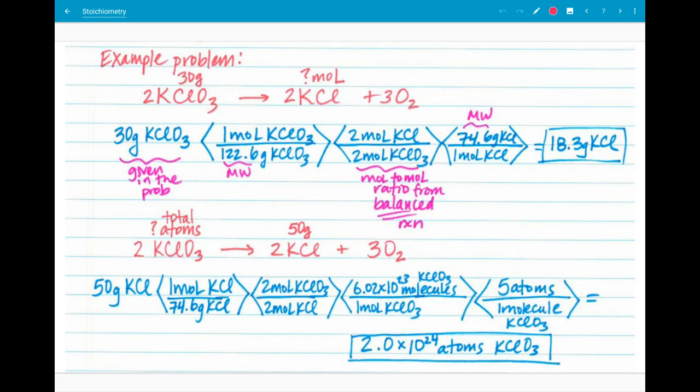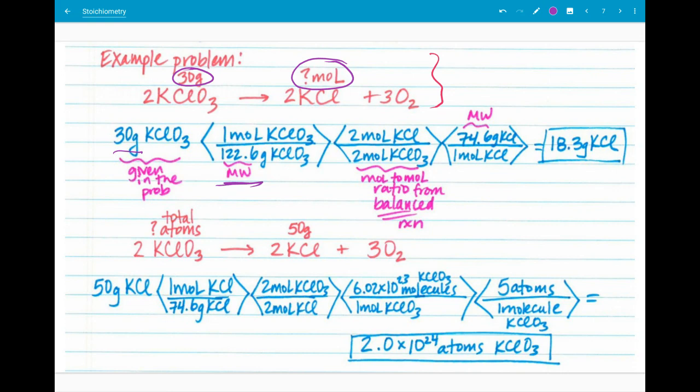So what does this look like? Here's this first example problem. It says we have 2 moles of potassium chlorate break up into 2 KCl and 3 oxygen gas. Here you're given 30 grams of this, and you want to know moles of KCl. We're going to look at the mole roadmap, and we'll realize that there's 30 grams of KClO3, and we need to go from point A to point B, which means I must convert my mass in grams to moles.